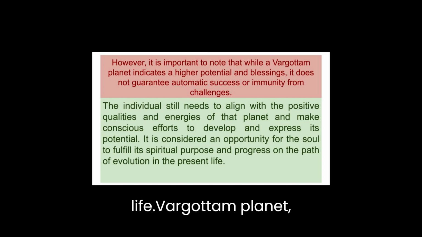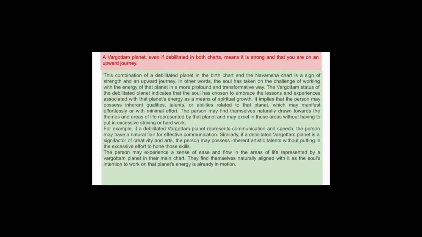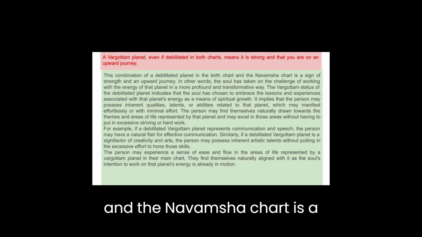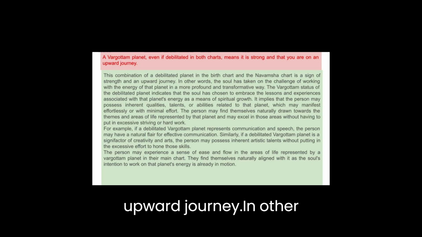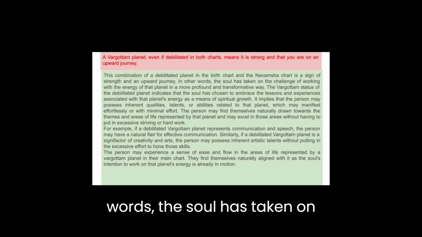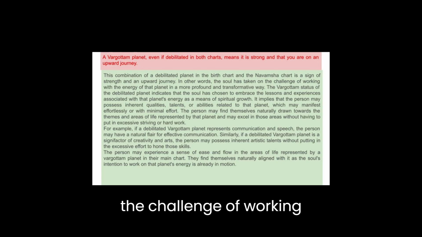in the present life. A Vargatam planet, even if debilitated in both charts, means it is strong and that you are on an upward journey. This combination of a debilitated planet in the birth chart and the Navamsha chart is a sign of strength and an upward journey. In other words, the soul has taken on the challenge of working with the energy of that planet in a more profound and transformative way.